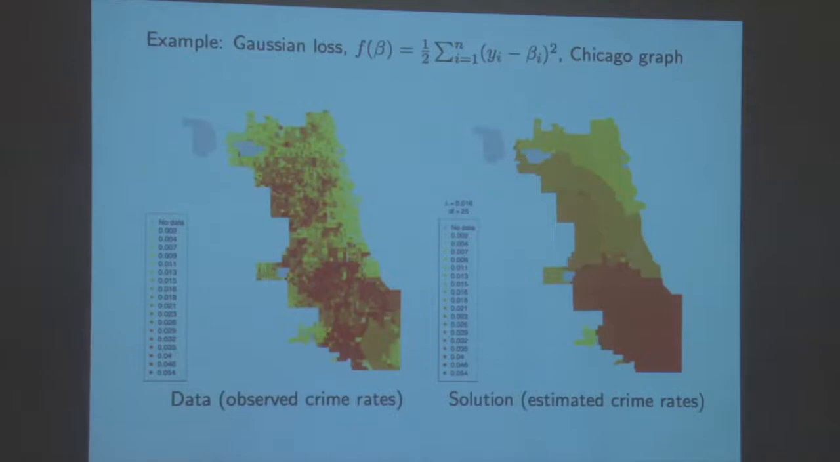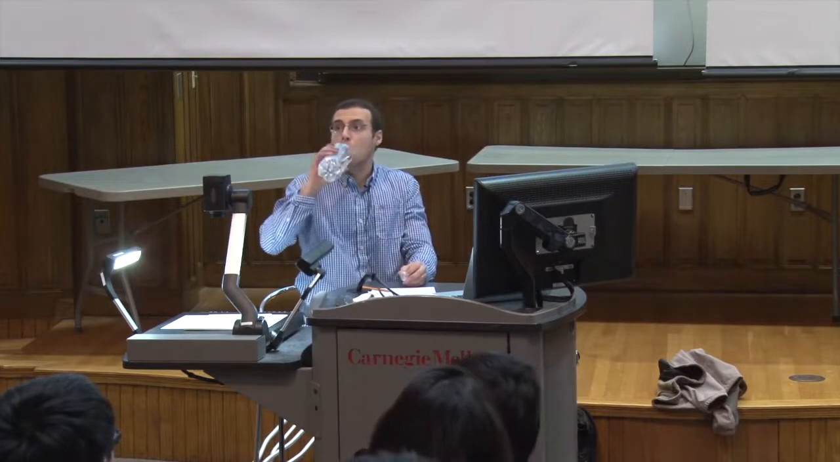Yeah, Jersey. So, seeing that on the map, some of those areas are missing data. Could you somehow keep that as part of this by including them in the generalized lasso penalty part, but not in the Gaussian loss part?